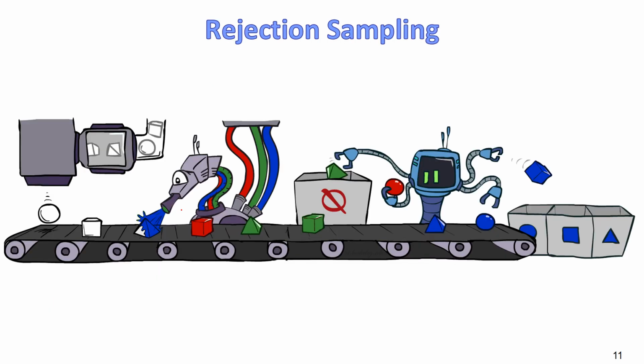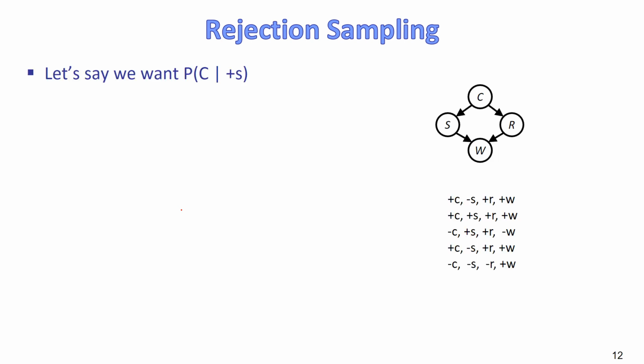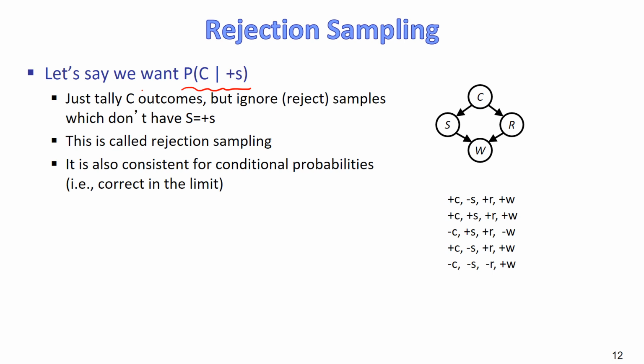So this will be fixed by rejection sampling. In rejection sampling, let's say that we want to compute this probability, P of C given plus S, given this network. What we will do is that we will only count the outcomes of C, but ignore or reject samples that don't have the evidence. So the evidence here is plus S. Any sample that doesn't have S equals plus S, which means that it is not matching the evidence, will be completely rejected. So for example, if I got this sample, I will start by getting plus C, then minus S. I should not continue, and I will just ignore the entire sample.